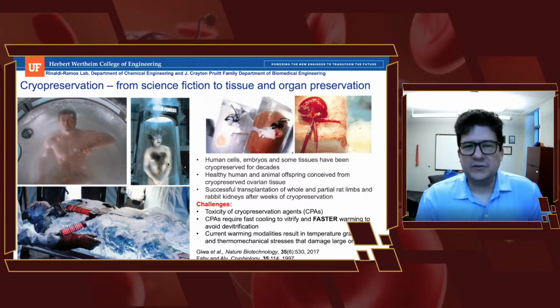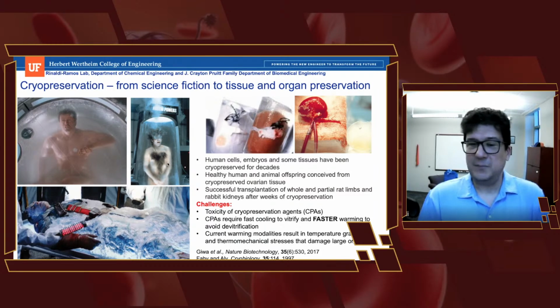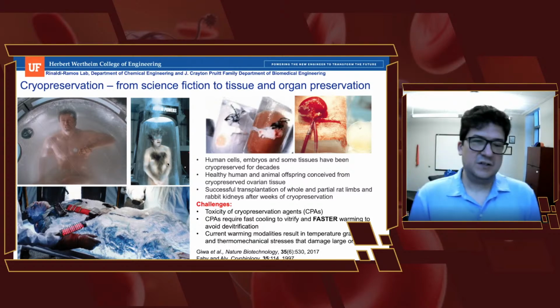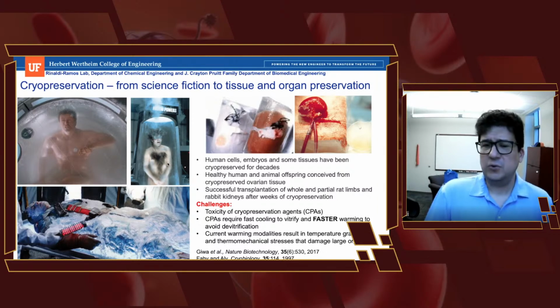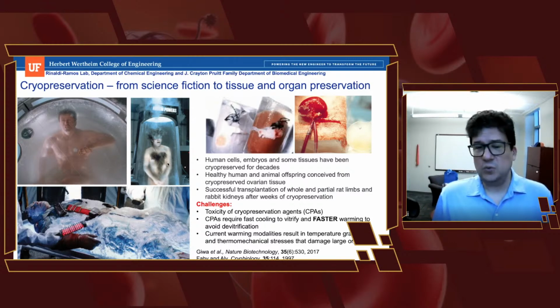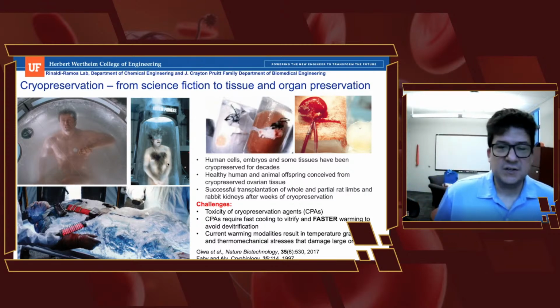In fact, human cells, embryos, and some tissues have been cryopreserved for decades. There's been healthy human and animal offspring that have been conceived using cryopreserved ovarian tissue. And there's also been demonstration of successful transplantation of whole and partial rat limbs and kidneys, rabbit kidneys. And so this can work, but there are significant challenges. Some of these challenges include toxicity of the agents that are used to cryopreserve. But I think some of the more important challenges, especially for organs, seem to be that these cryopreservation agents require very fast cooling to vitrify and even faster rewarming in order to avoid devitrification.